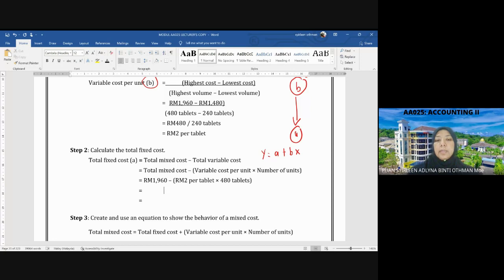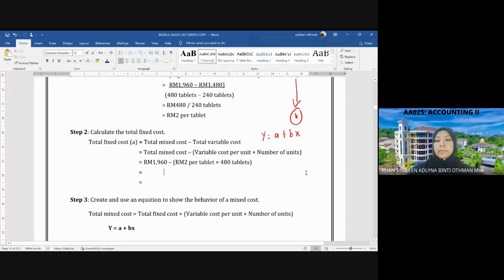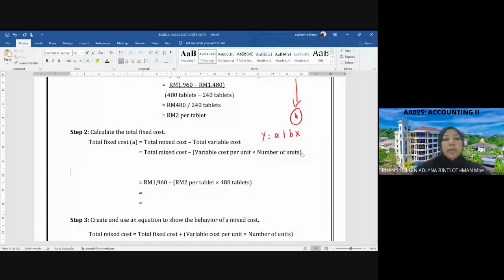Okay, kita akan minus sebab ini total cost. You faham kan macam mana saya dapat ni? Ini sebab saya dah terbalikkan dia punya function. Okay, it is actually Y equals to A plus BX. Y tu ialah jumlah cost lah untuk level tu. So level tu dia ialah 1960 equals to A plus B ialah RM2. Okay, X dekat sini ialah 480. Ini yang asal lah from here.